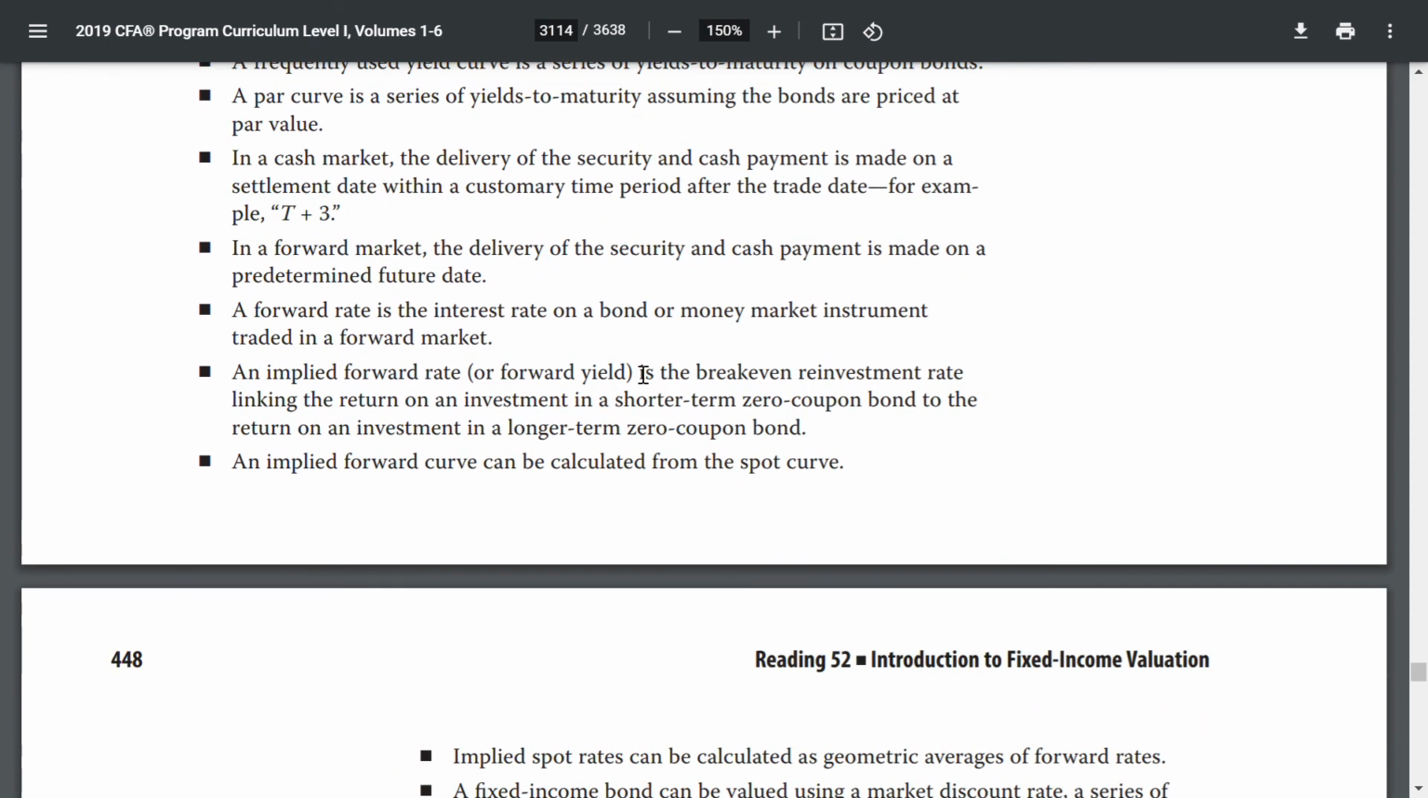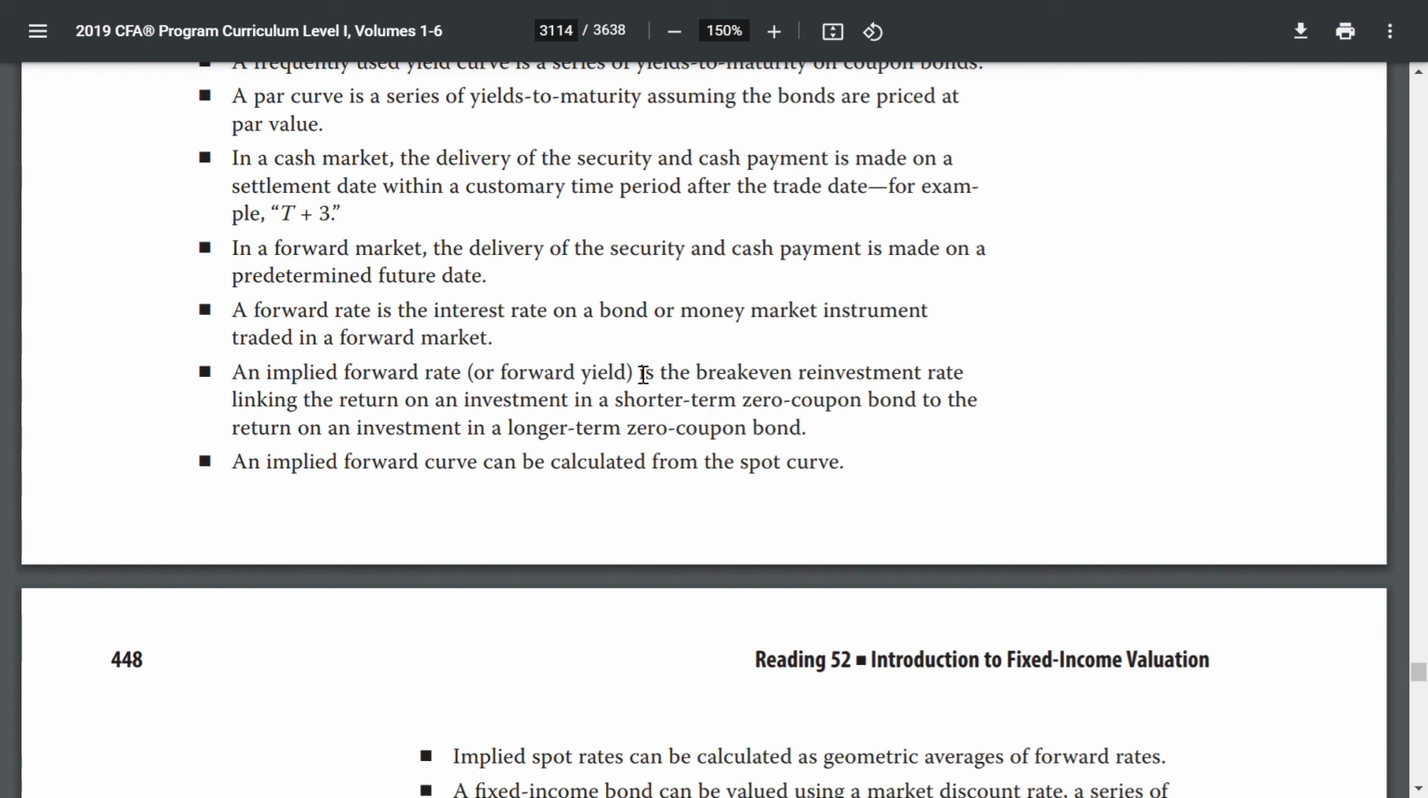In a cash market, the delivery of the security and cash payment is made on a settlement date within a customary time period after the trade date, for example, T+3. In a forward market, the delivery of securities and cash payments is made on a predetermined future date. A forward rate is the interest rate on a bond or money market instrument traded in a forward market.